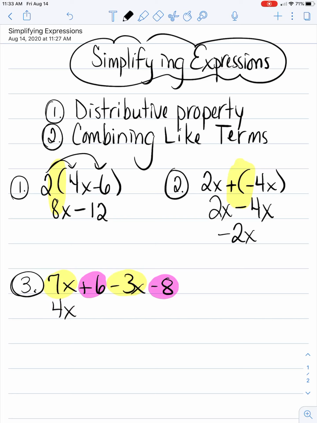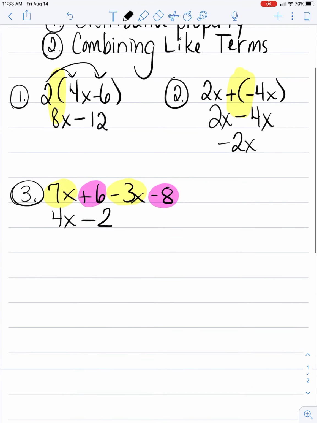7x minus 3x is 4x. Different signs, subtract, keep the sign of the larger number. And then 6 minus 8, different signs, so I subtract. 8 minus 6 is 2. Which is larger, 6 or 8? 8 is, and it's negative, so I keep the negative or the minus sign. So my simplified expression is 4x minus 2. Let's do some more practice. Let's get a little more familiar with this.